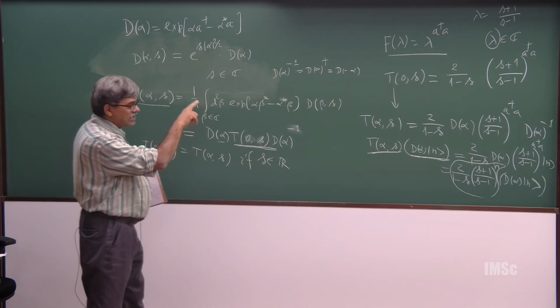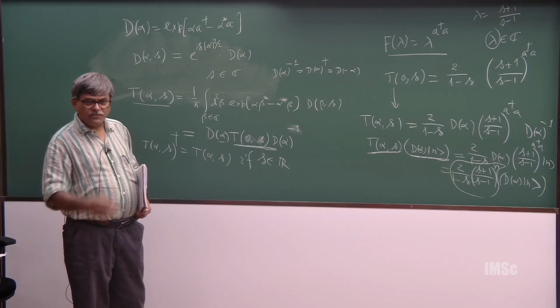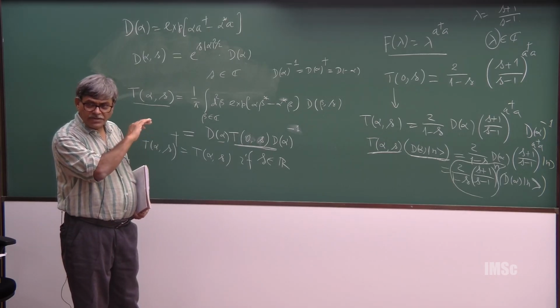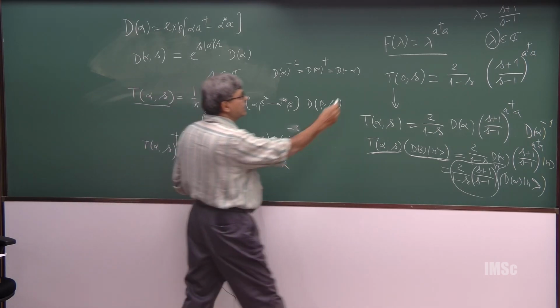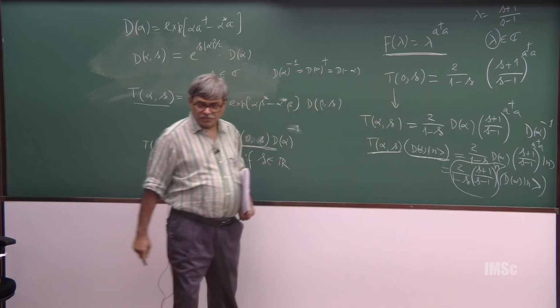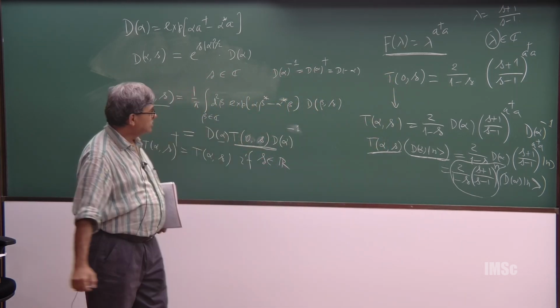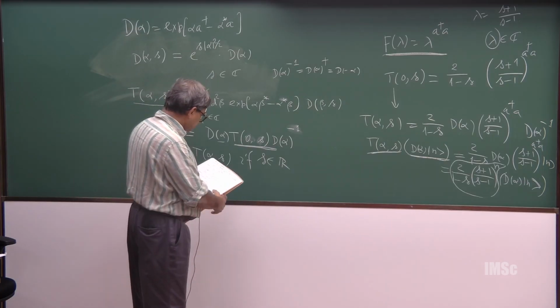We have proved that this T0s has to have this form. This we have proved in the last class. By comparing with this operator, you can figure out this is the form.